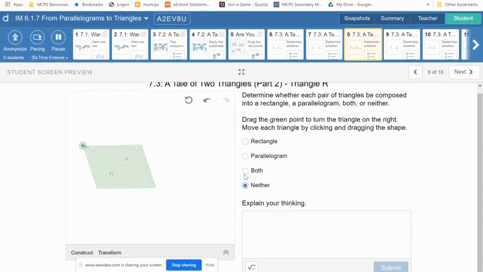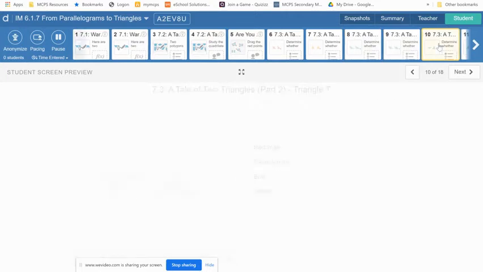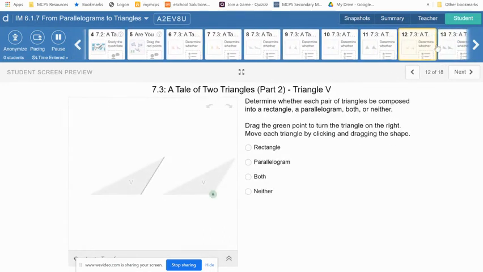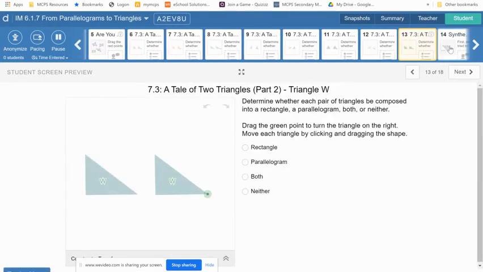Again, all right, I'll do this last one. This does not create a rectangle, but it does create a parallelogram. You need to explain your thinking in order to get full credit. Don't forget to do that. Same thing for that, same thing for that. Okay, 13, same thing. You're going to do that.